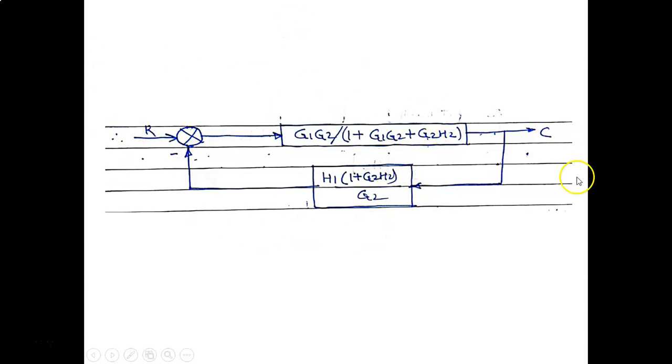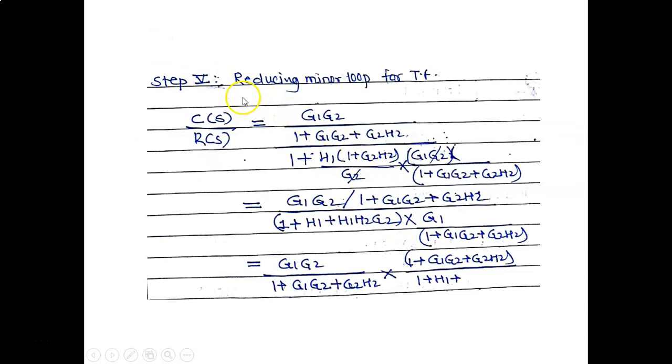Therefore, we will solve this minor feedback loop. Step 5, reducing minor loop for transfer function. Therefore, C(s)/R(s) is equal to G1 G2 divided by 1 plus G1 G2 plus G2 H2, divided by 1 plus H1 into bracket 1 plus G2 H2 divided by G2, into G1 G2 divided by 1 plus G1 G2 plus G2 H2. This G2 and G2 will get cancelled.